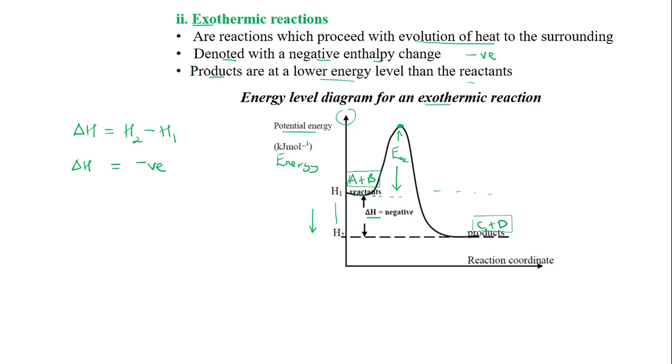However, for these exothermic reactions, we know that we shall always see evolution of heat, and that means we shall always see an increase in the temperature of the thermometer if at all we are measuring. So let's have a look at some examples of exothermic reactions. Probably we shall get some idea on what they look like.